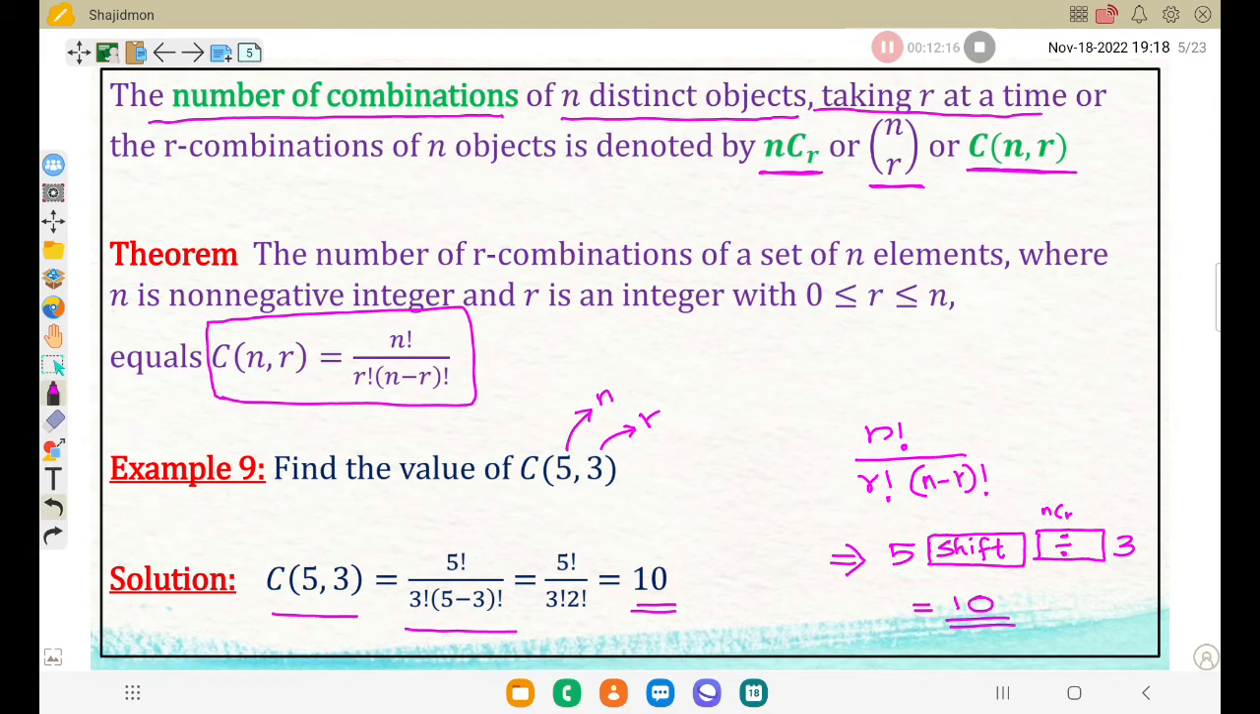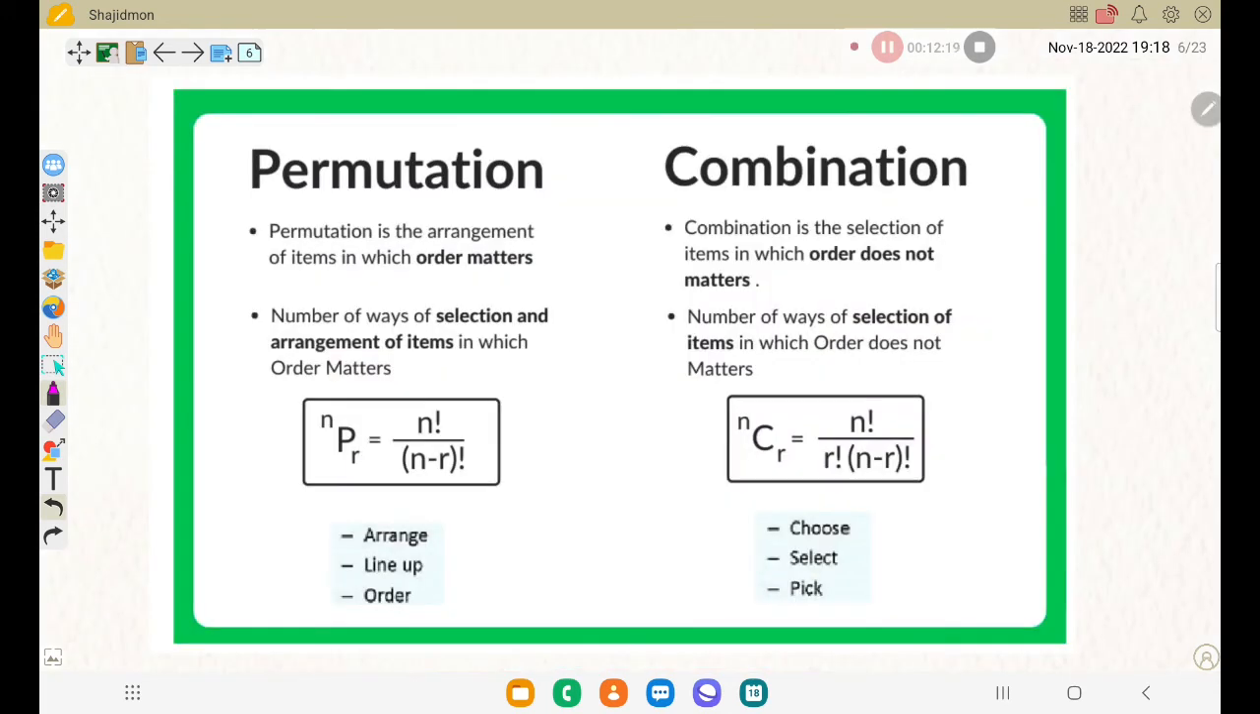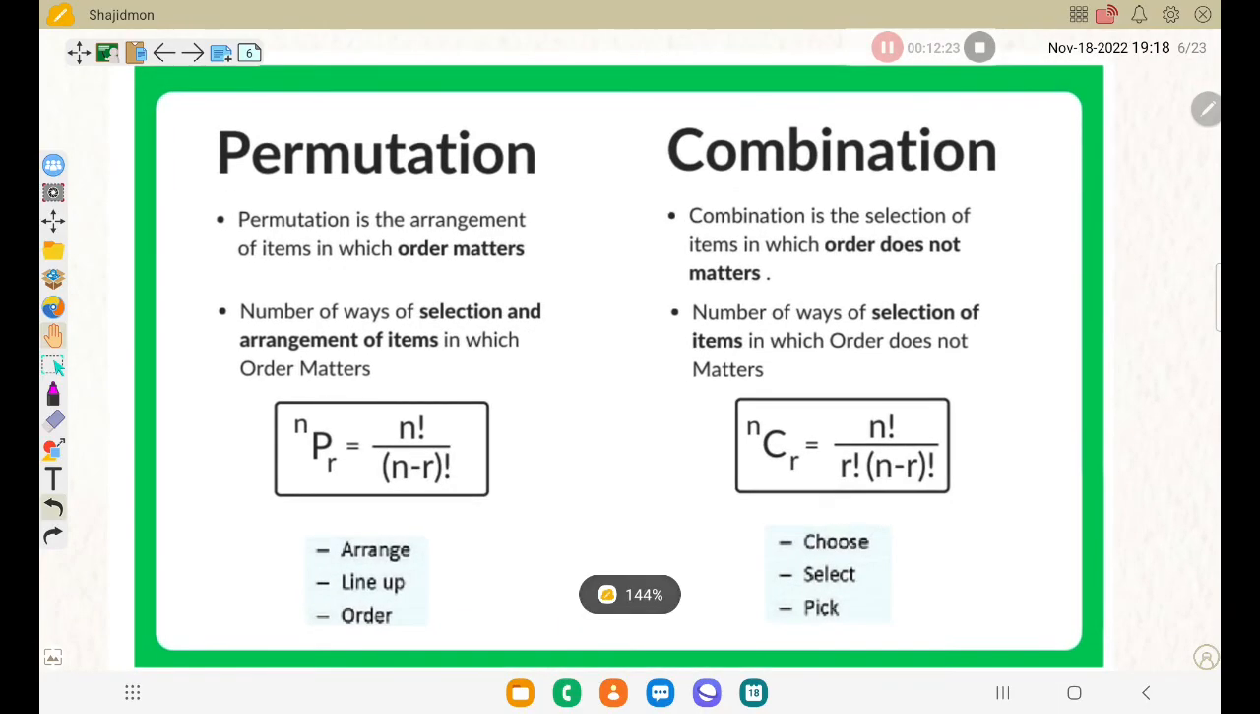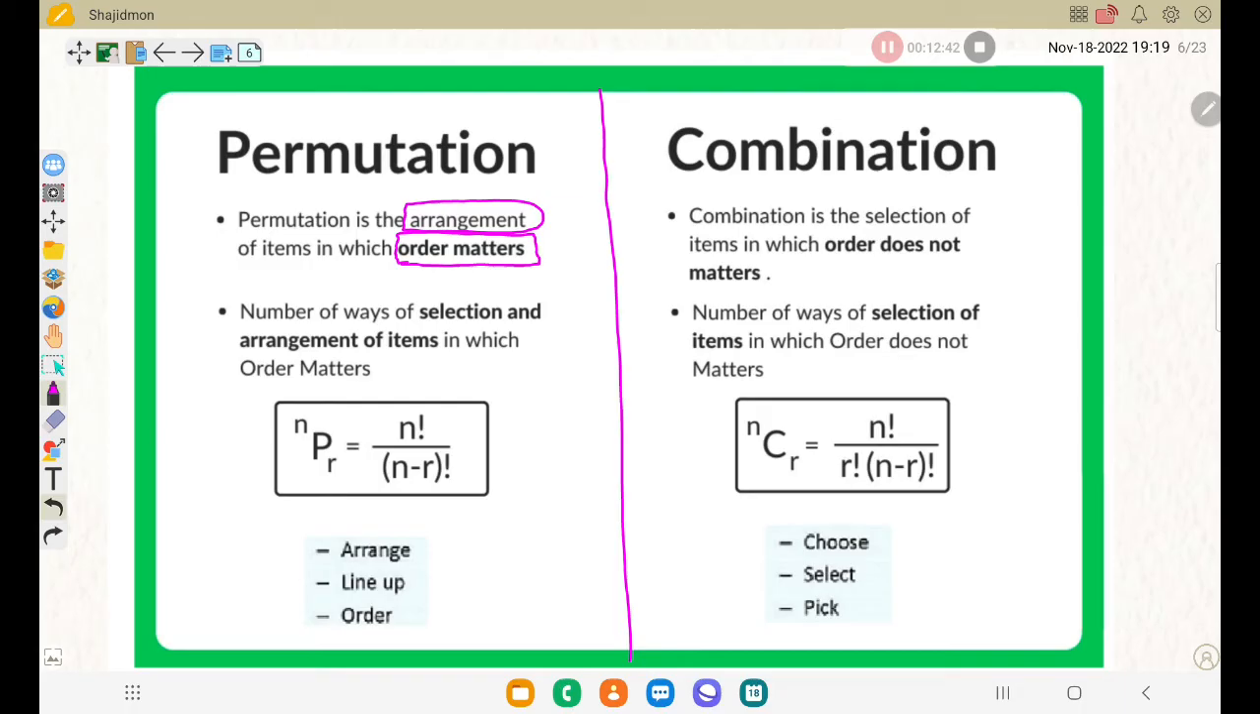Okay, now let me go to some examples. Before that, you can see the difference between permutation and combination. I already discussed this. Permutation means it is an arrangement. This is the important word. Permutation is an arrangement where order matters. Order is very important there, correct? Order matters, this is the first idea. Permutation is an arrangement in which the order of items matters.